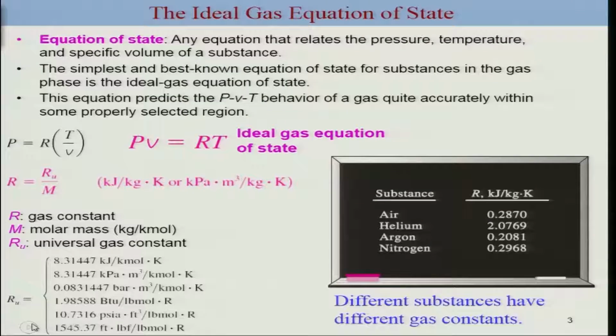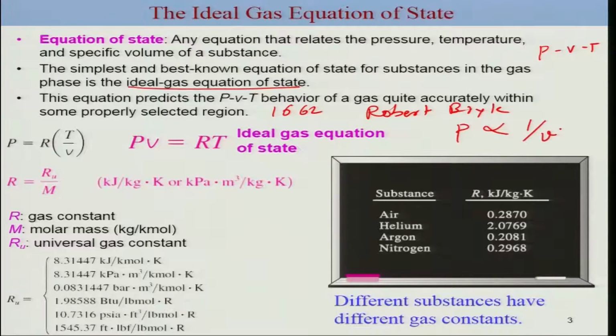Basically, equation of state is nothing but a relation between P, V, and T in some analytical form, which allows one to make use of the equations to solve problems. The simplest and best known equation of state is the ideal gas equation of state. Around 1662, Robert Boyle found out that the pressure is proportional to 1 by specific volume, and that led to the development of PV equals RT.